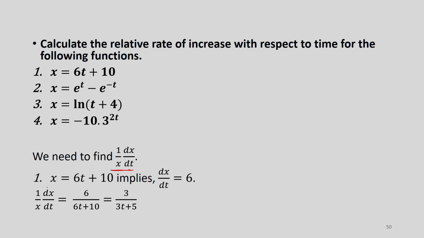Okay, let us look at the first function, which is x is equal to 6t plus 10. So, from this we immediately can find out what is dx/dt, that is simply equal to 6. Then I can substitute this dx/dt in this formula, and that will give me 6 divided by 6t plus 10, which is the same as 3 divided by 3t plus 5. Okay, so this is the pattern that we are going to follow. In the second case, you have x is equal to e to the power t minus e to the power minus t.